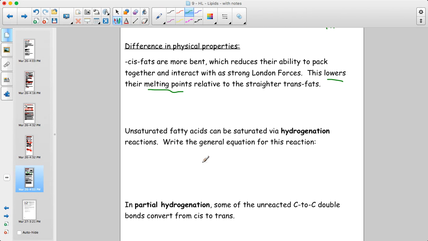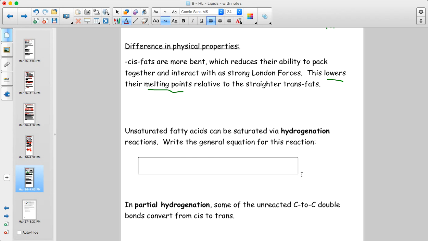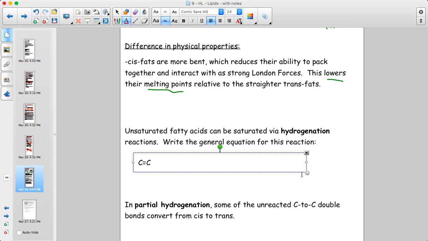Unsaturated fatty acids can be saturated via hydrogenation reactions, like we learned in the organic chemistry unit. Essentially you're going to have C to C double bonds plus H2, and in the presence of nickel catalyst, we can form CH-CH single bonds and whatever else was attached to these carbons. So it's just like the hydrogenation reaction that you already learned.